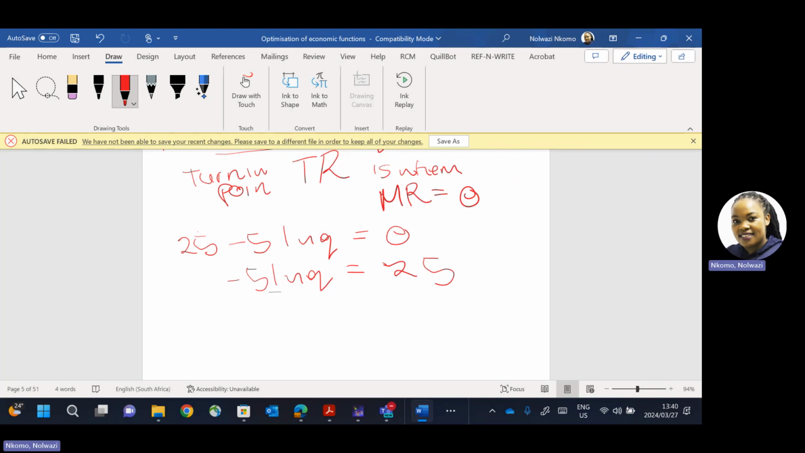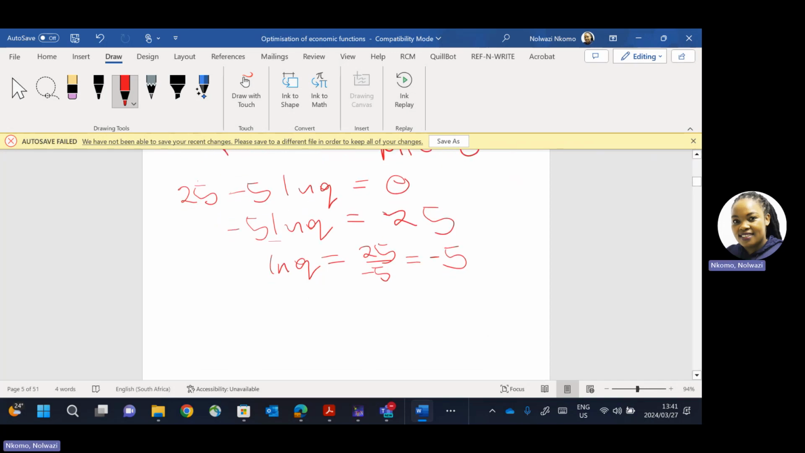If I do that, I will have ln Q equals 25 over minus 5. And this gives me minus 5, because it's 25 over 5. And this should give us minus 5. But I'm not looking for ln Q. And here we have ln Q equals minus 5.